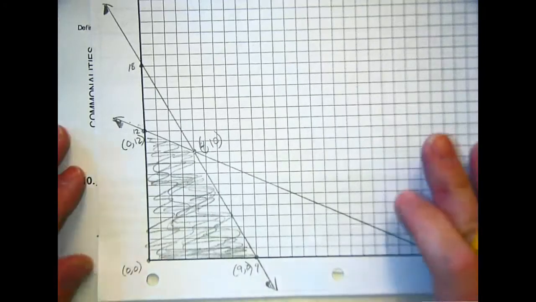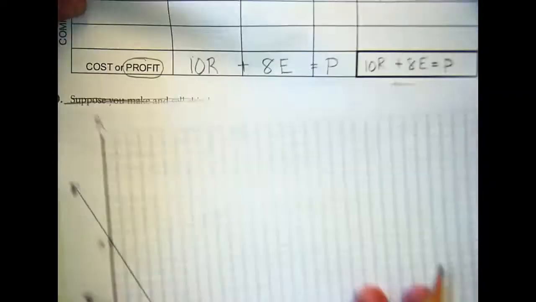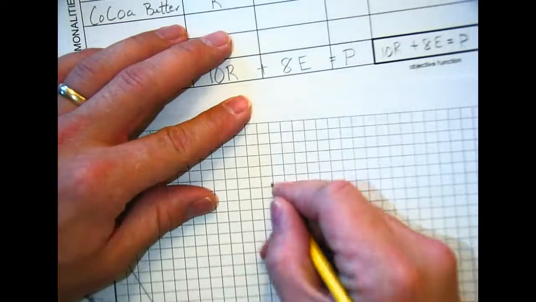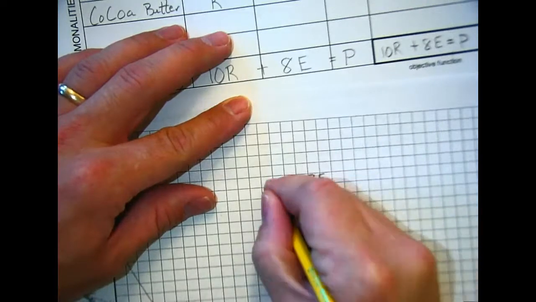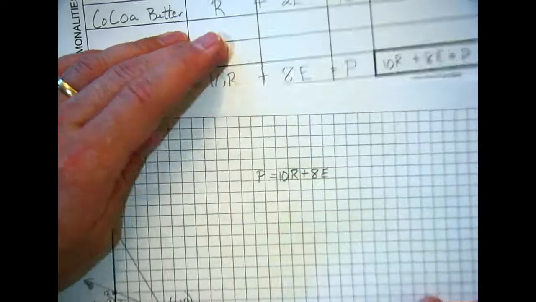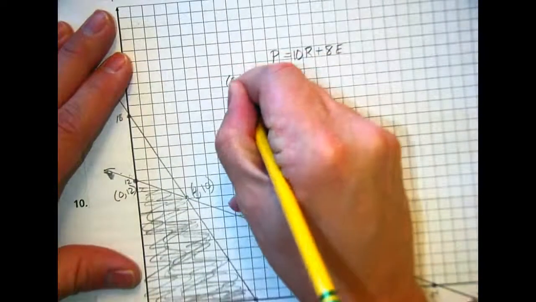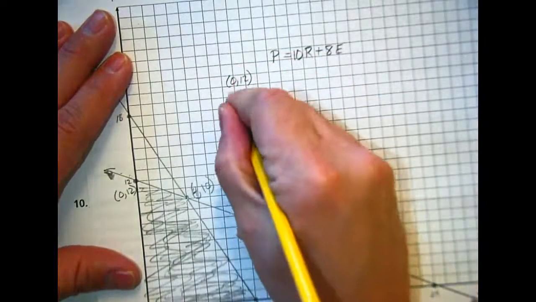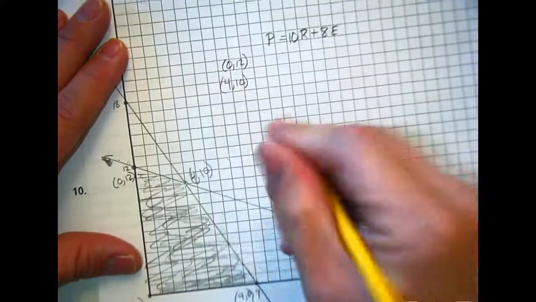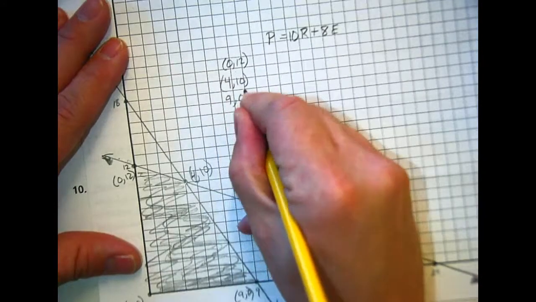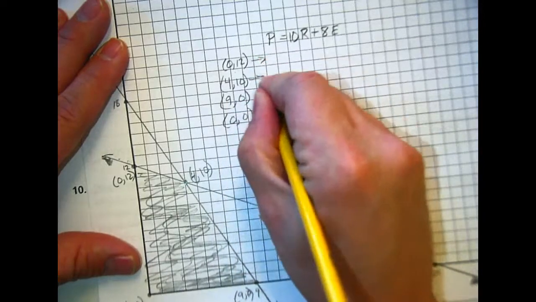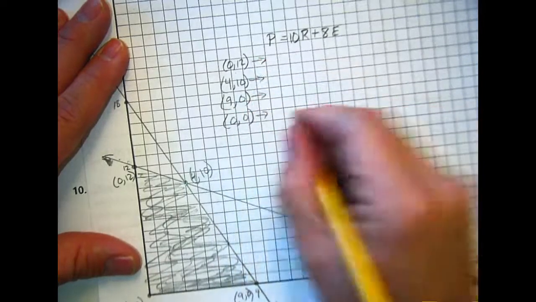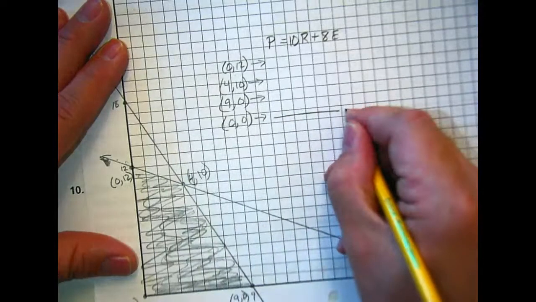Test them and such. Yeah, we have to take our objective function here, 10R plus 8E equals our profit. Okay? And we've got to test those coordinates. We've got to test 0, 12, 4, 10, 9, 0, and 0, 0. Now, which one do we know we can rule out if we're looking for max profit? 0, 0. 0, 0 is going to give us 0. We know that this one is not going to work.